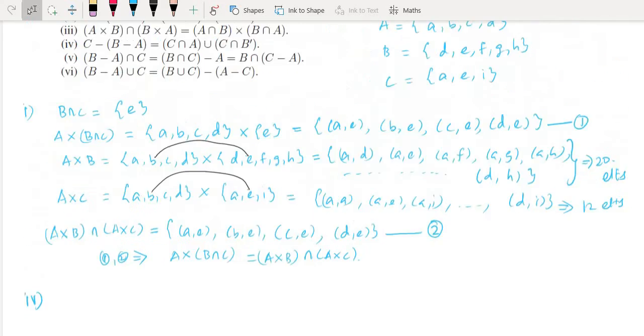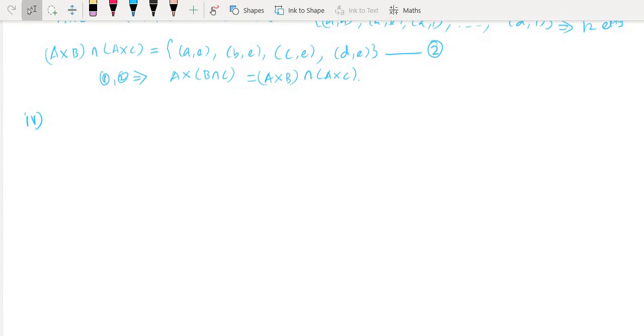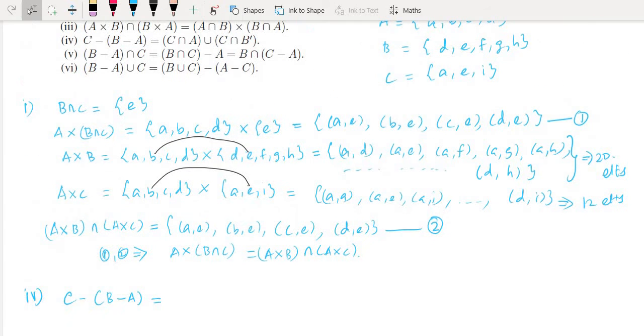So the fourth one, what we have to check is C minus B minus A. Let me write the question: C minus (B minus A), that is nothing but set difference, is equal to (C intersection A) union (C intersection B dash). So let me find the left hand side.